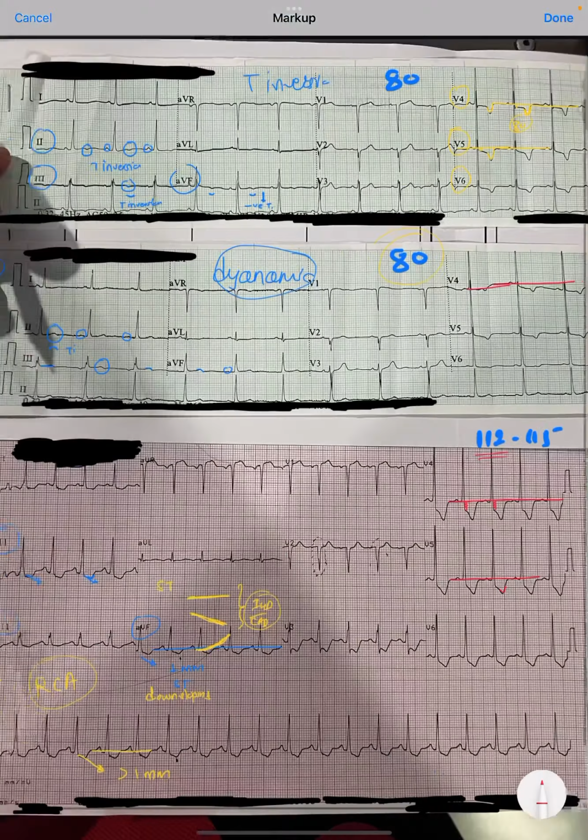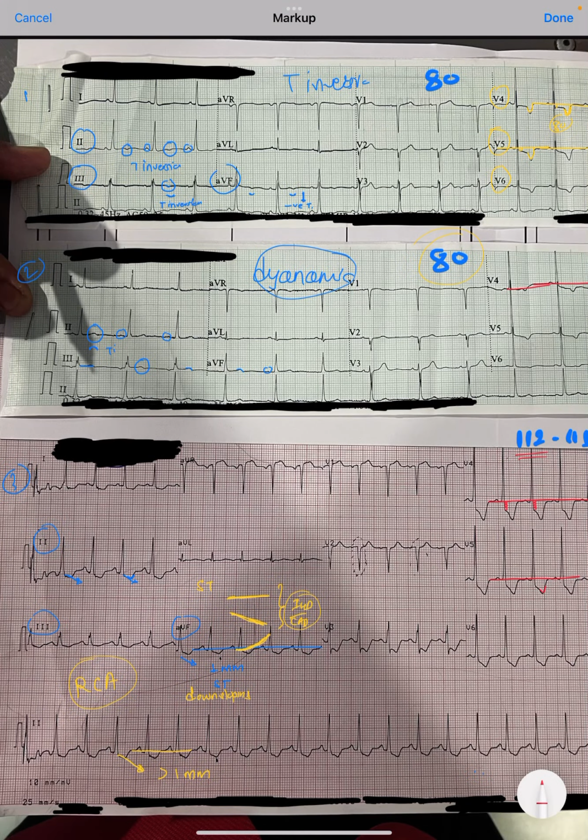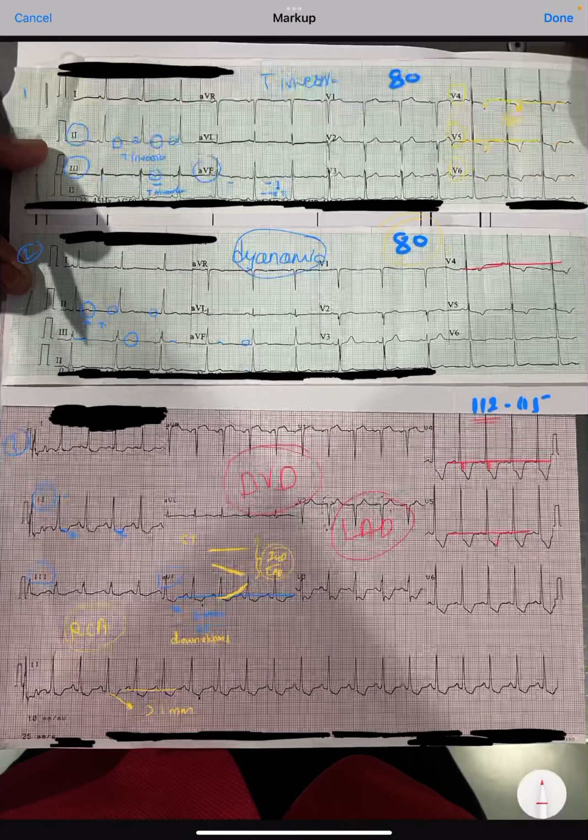Basically, this patient had involvement of not only the RCA, but also the left anterior descending artery. So this patient actually had double vessel disease, and this was very much apparent from the ECG as well.